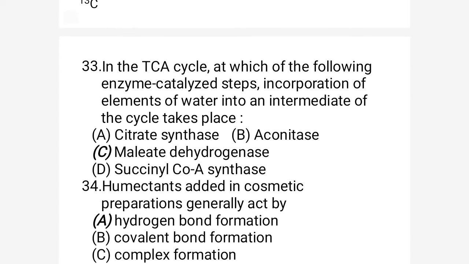Next, question 33. In the TCA cycle, Krebs cycle, at which of the following enzyme-catalyzed steps does the incorporation of the elements of water into an intermediate of the cycle take place? So we have to find out the water incorporation in which enzyme. Option A is citrate synthetase, option B is aconitase, option C is malate dehydrogenase, option D is succinyl coenzyme synthetase. By the name, dehydrogenase is involved in the water, so malate dehydrogenase would be the correct option for this, but not others.